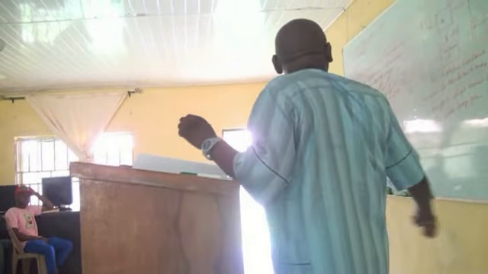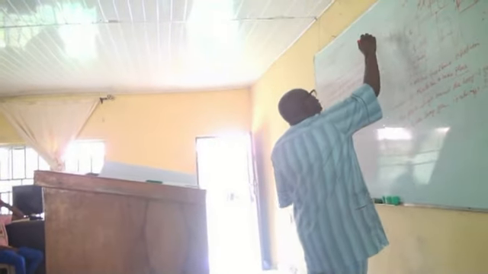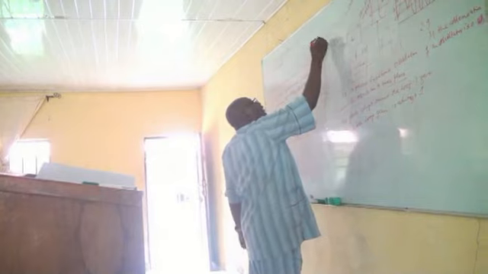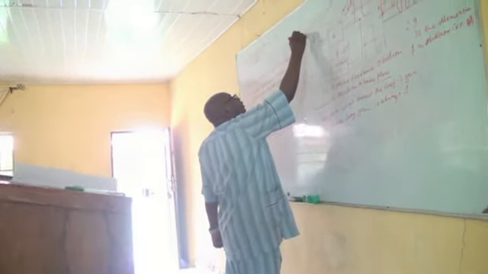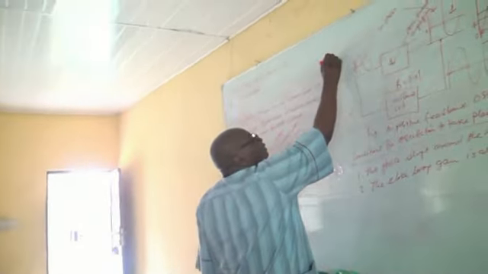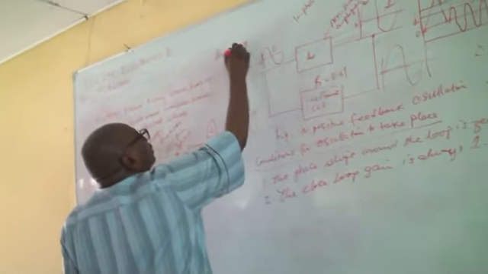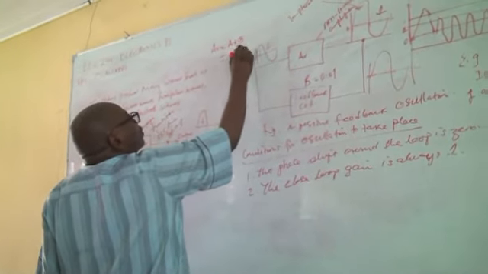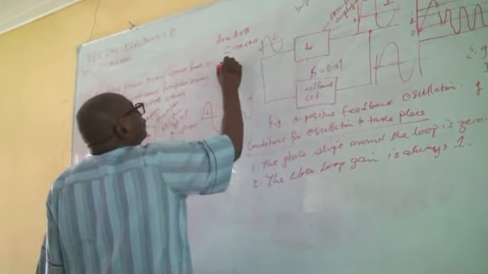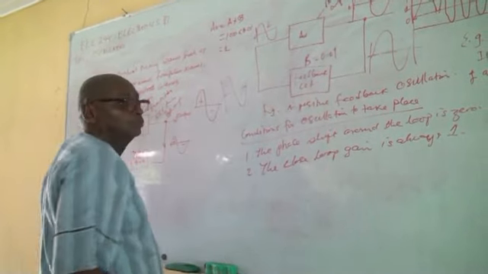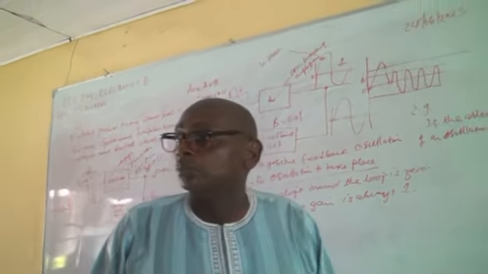The voltage gain, here the voltage gain equals the closed loop. The closed loop here is A times B. And that should be 100 times 0.01. And that will give you the voltage gain of 1. Are you there? Yes.